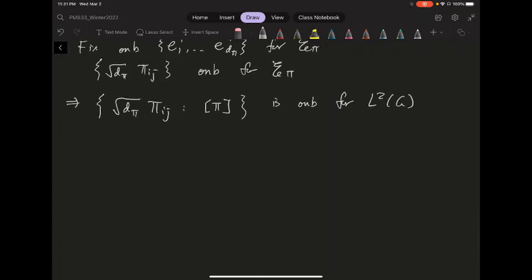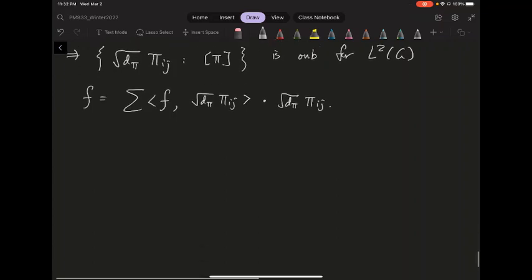Okay, so you have a nice description of the L2 space. And the nice thing about the L2 is that once you have an orthonormal basis, you can have a decomposition. Your function f, you can take its inner product with your orthonormal basis, square root of d pi, pi ij, and then multiply by the same thing, square root of d pi, pi ij. Let's write this out a little bit. You can move the d pi to the front. This is the summation over pi first, and then for each pi you sum over all the ij between 1 and d pi.